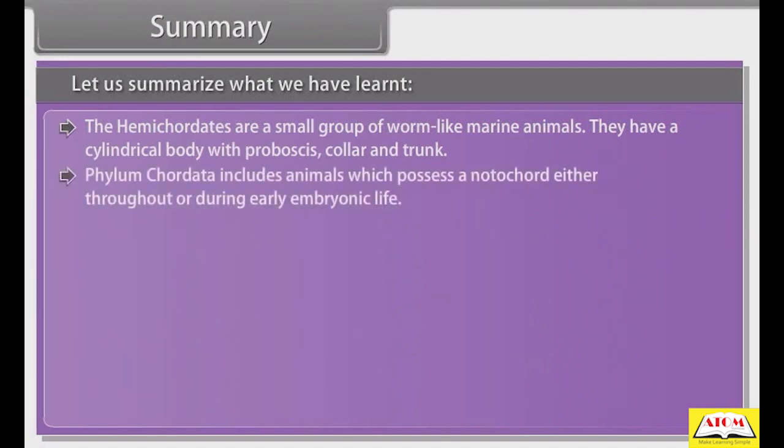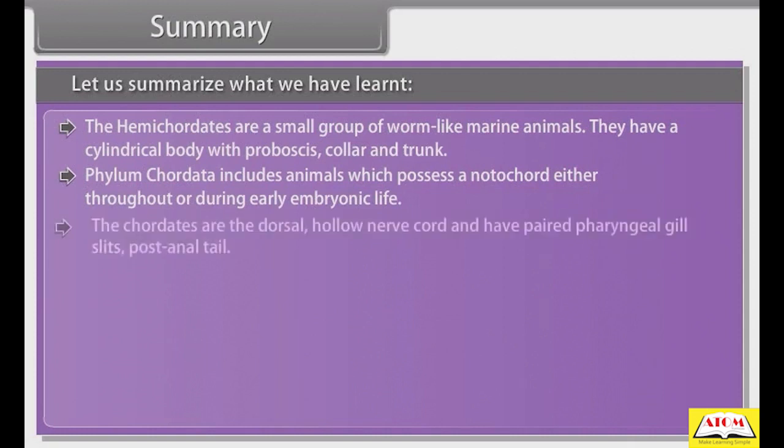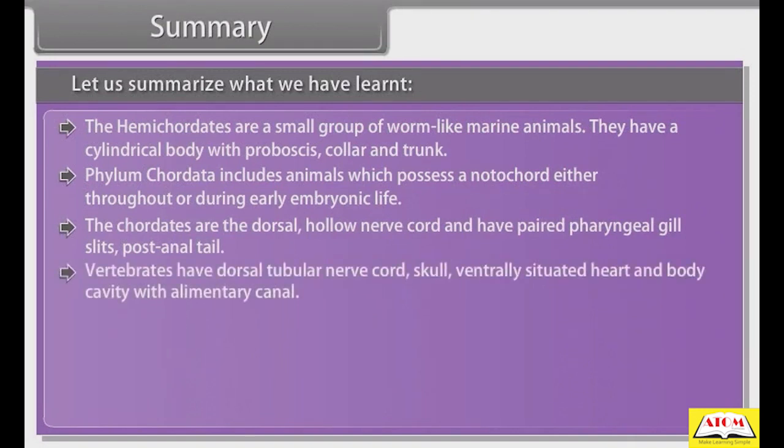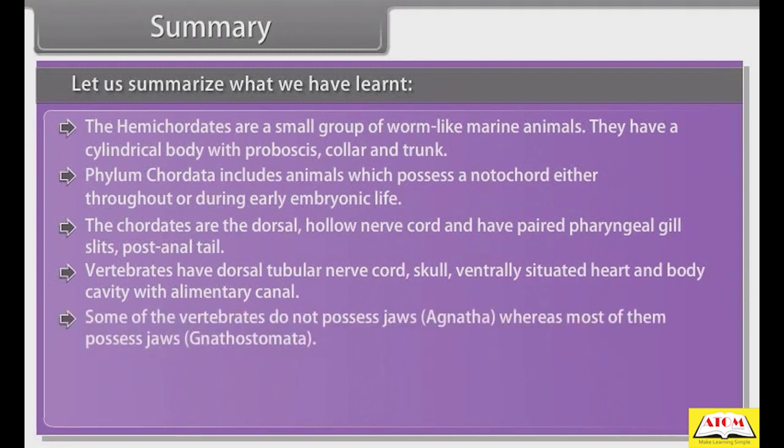Phylum Chordata includes animals which possess a notochord, either throughout or during early embryonic life. The chordates have a dorsal hollow nerve cord, paired pharyngeal gill slits, and a post-anal tail. Vertebrates have a dorsal tubular nerve cord, skull, ventrally situated heart, and body cavity with alimentary canal. Some of the vertebrates do not possess jaws, Agnatha, whereas most of them possess jaws, Gnathostomata.